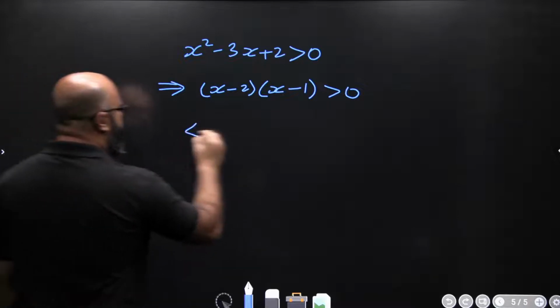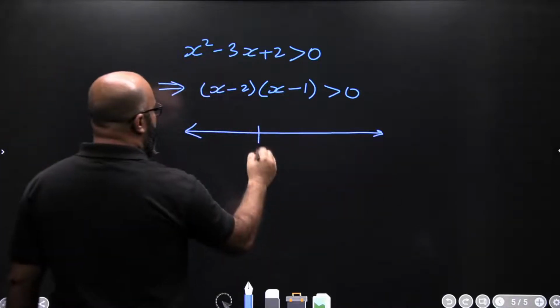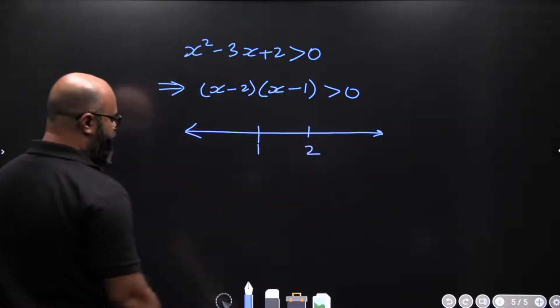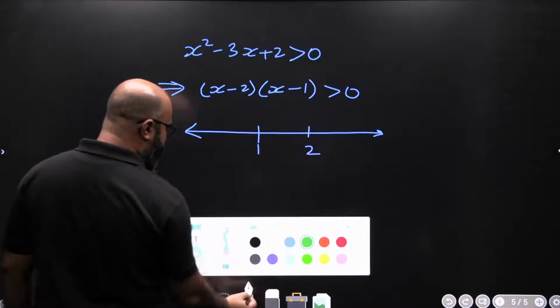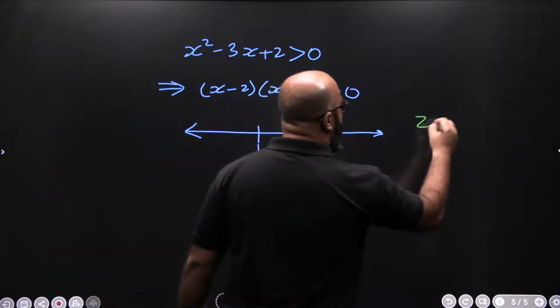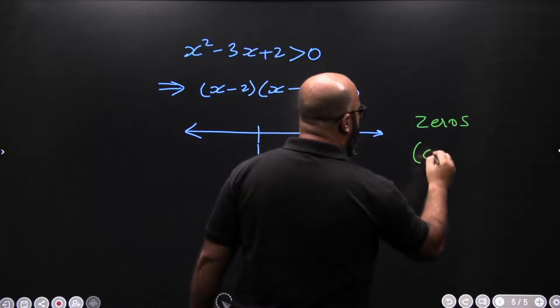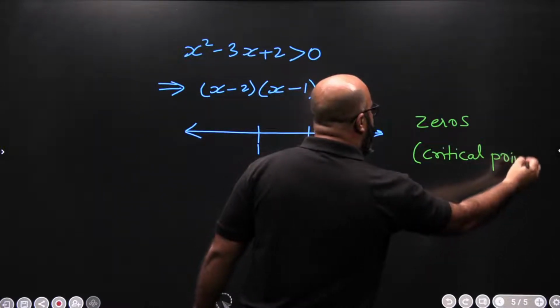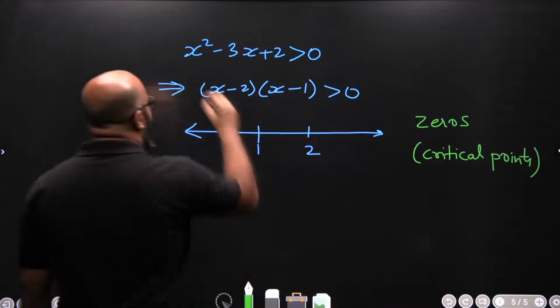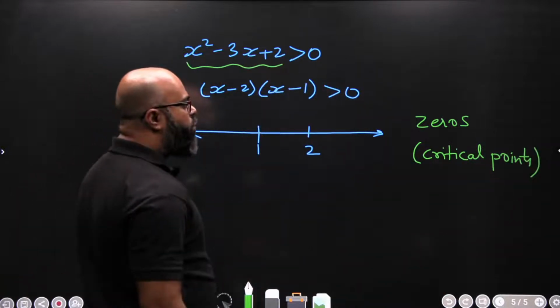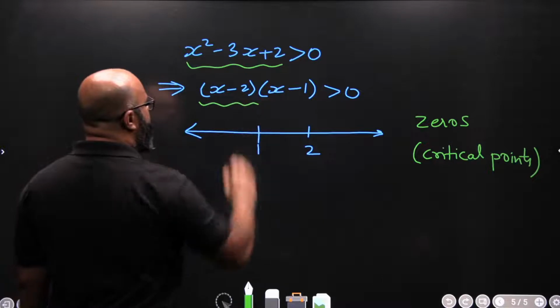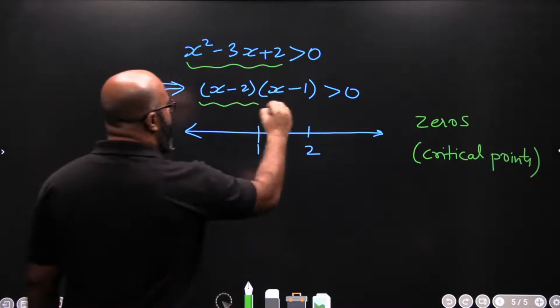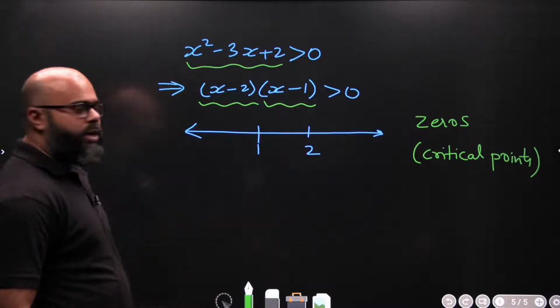Now, we mark 1 and 2 here. These 2 points are called the zeros. What do you call them, students? Zeros. And these are also called the critical points. Critical points are those points where this expression is becoming equal to 0. When x is equal to 2, then it is becoming 0. When x is equal to 1, then also it is becoming 0.